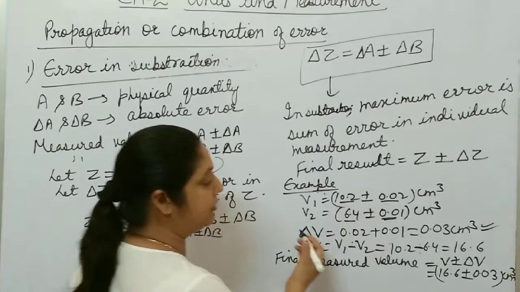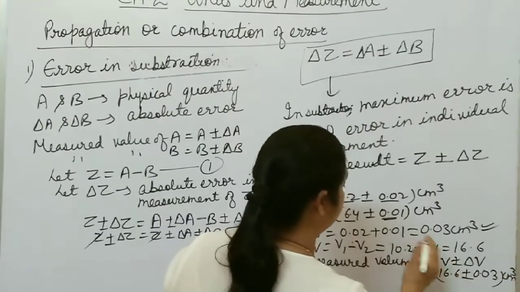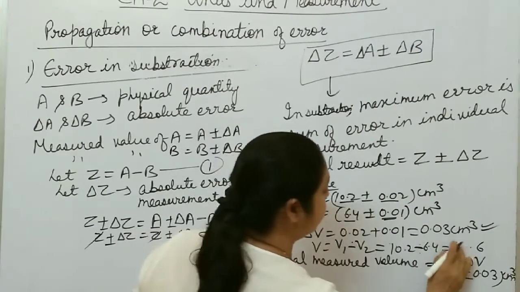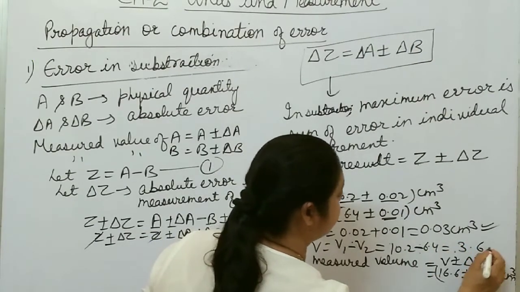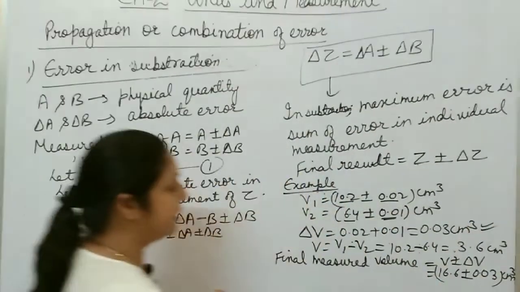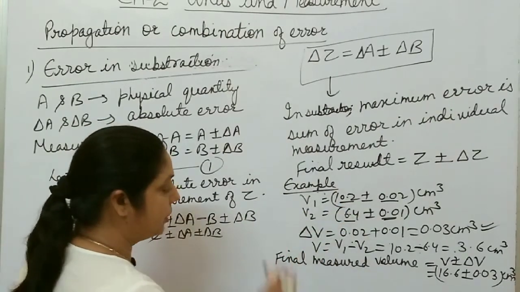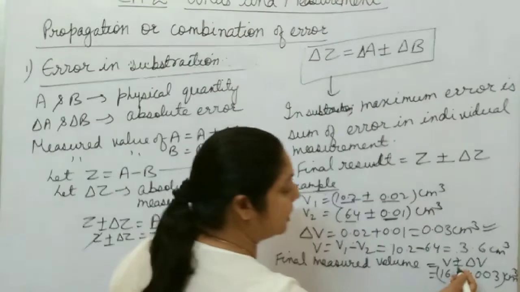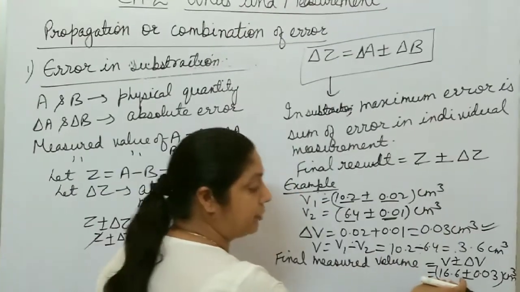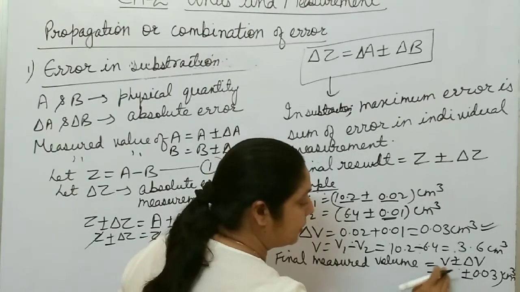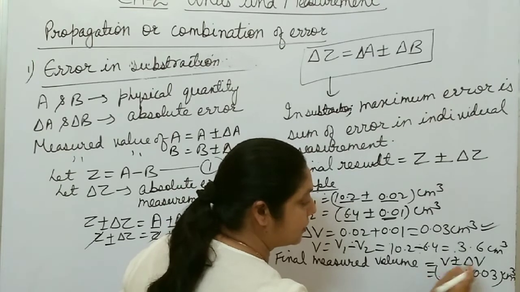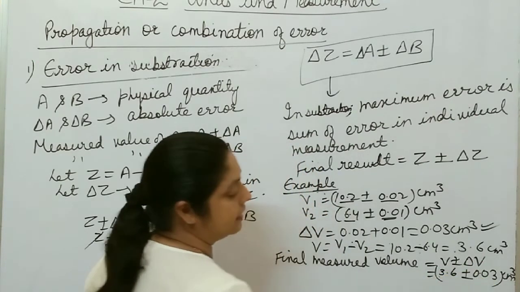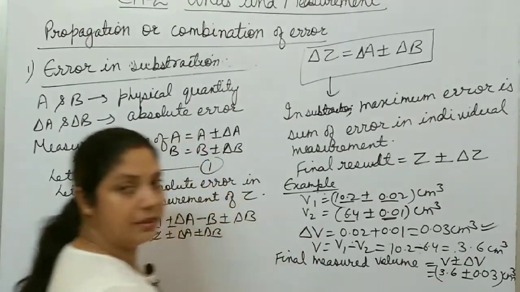10.2 minus 6.4. Whatever is the result you get, 3.6 centimeter cube when you subtract these two values. Now the final measured volume becomes what? V plus minus delta V, true value. So here the true value is what? You subtracted these two quantities, so 3.6 plus minus error 0.03 centimeter cube.